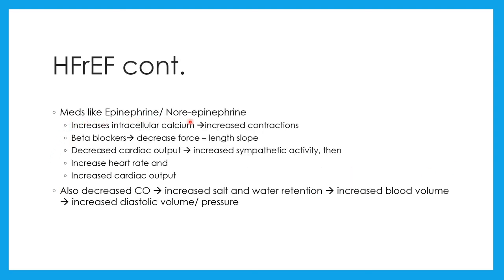Medications like epinephrine and norepinephrine will affect this. With increased intracellular calcium, there will be increased contraction. When you use beta blockers, you decrease the force and length of slope. Then, decreased cardiac output means there will be increased sympathetic activity. And when that is the case, there will be increased heart rate, and increased heart rate will lead to increased cardiac output. Also, decreased cardiac output can lead to increased salt and water retention. And when that is the case, there will be an increase in blood volume. Then that will lead to increased diastolic volume and pressure.